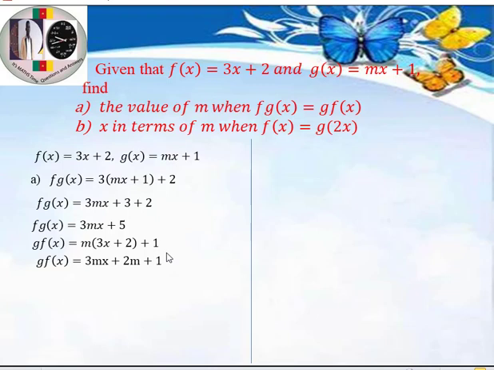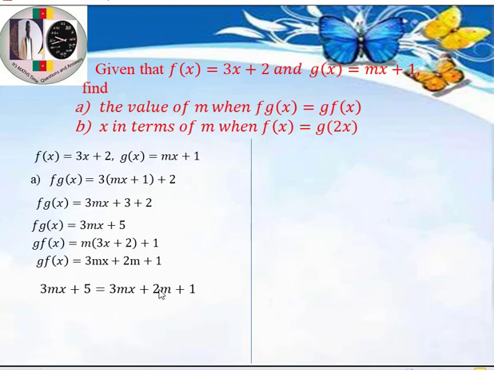The next part that we are going to handle, the A part proper, says that we should look for the value of m when f g of x, which is now the function 3mx plus 5, is equal to g f of x, which is 3mx plus 2m plus 1. So we are going to equate these two functions, and we have 3mx plus 5, which is f g of x, equals 3mx plus 2m plus 1, which is g f of x.